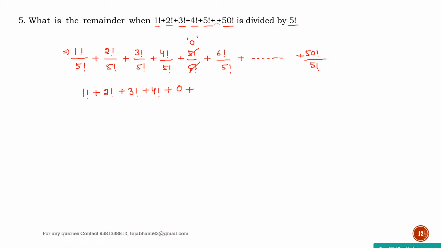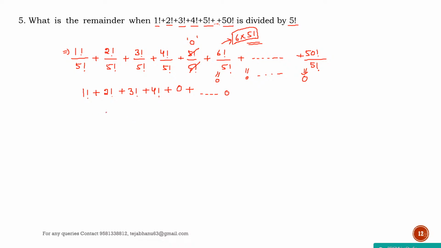Next, 6 factorial can be written as 6 into 5 factorial. It is a multiple of 5 factorial only. So the answer will be a multiple of 5 factorial, and the remainder is 0. The rest will be 0 and so on. For 50 factorial by 5 factorial, the remainder will be 0. So on, it is zeros only.